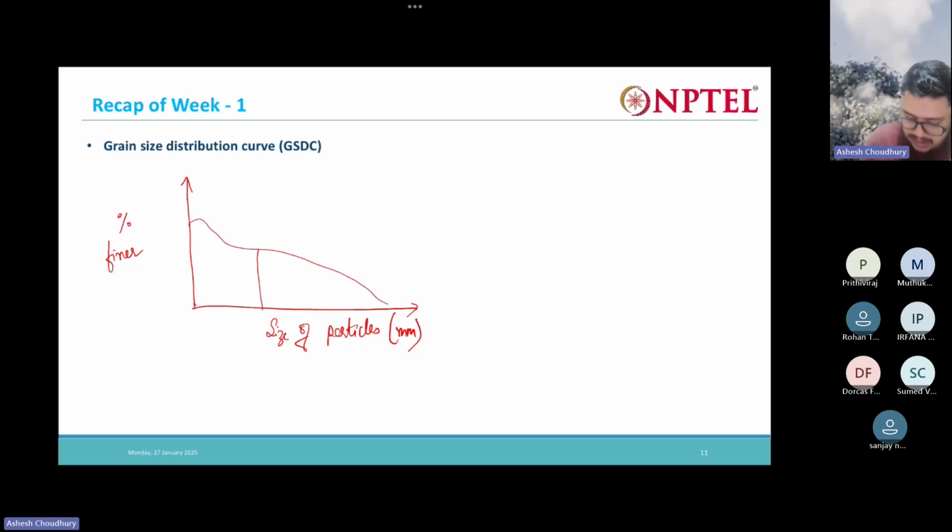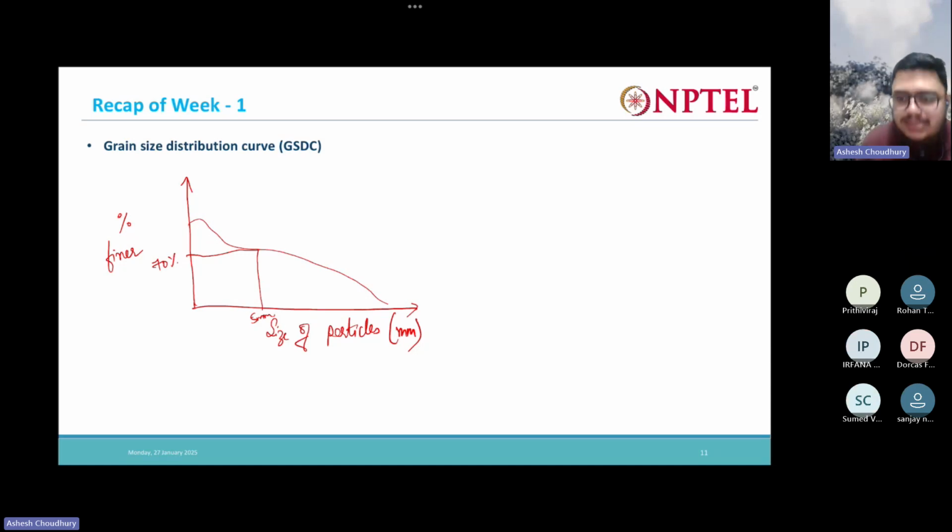Say a particle of size 5 mm, and we have percentage finer, say 70%. That means 70% of the particles that form the soil mass are having a size that is less than what?